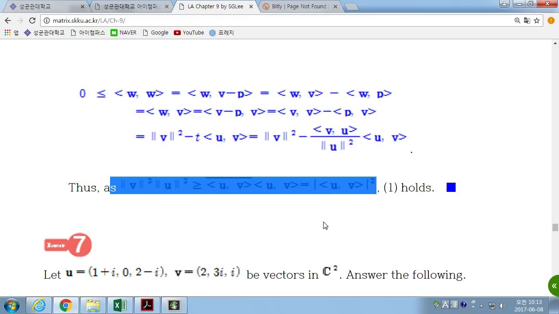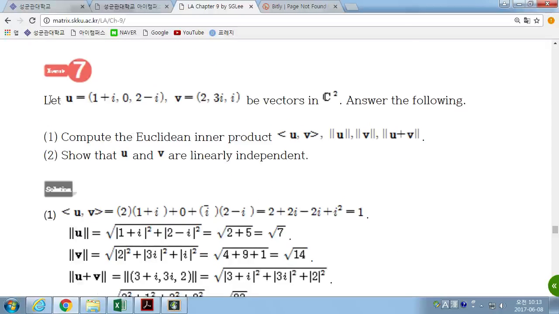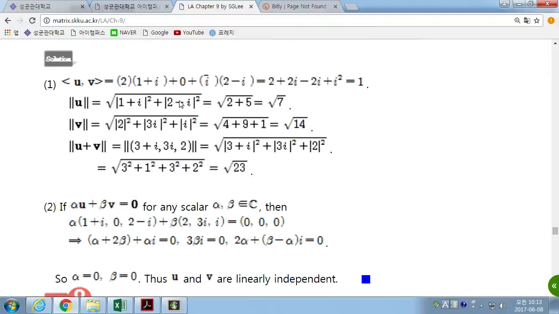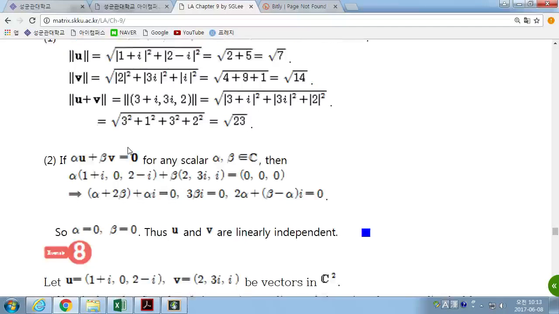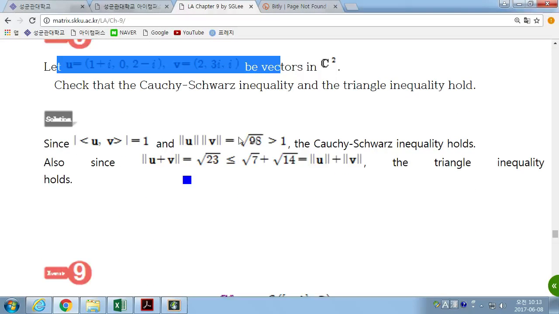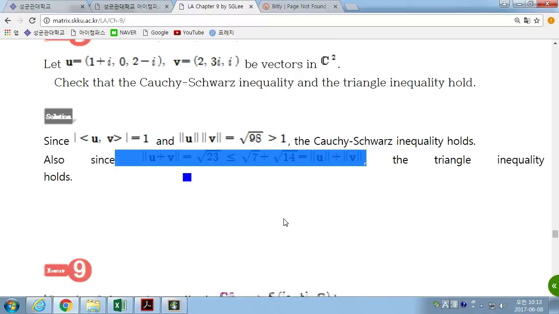The square root of this gives us the Cauchy-Schwarz inequality, like what we had before. This is very important. For u and v here, if you find the norms, you can easily check that they satisfy the Cauchy-Schwarz inequality. If we have two vectors here, you can easily check these values and these values to see that the Cauchy-Schwarz inequality holds for any vectors in a complex inner product space.